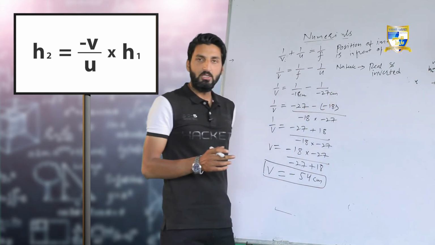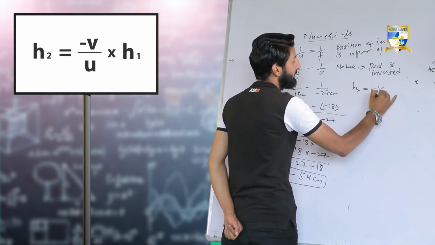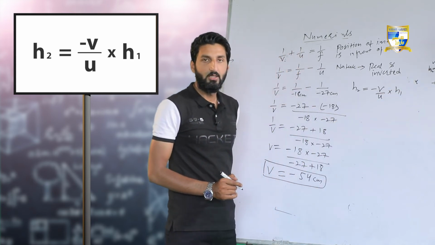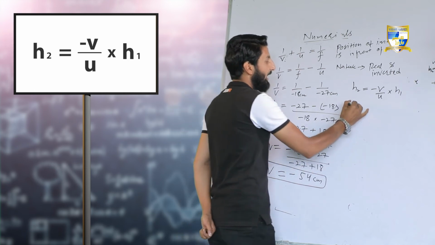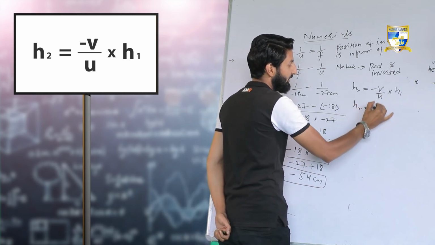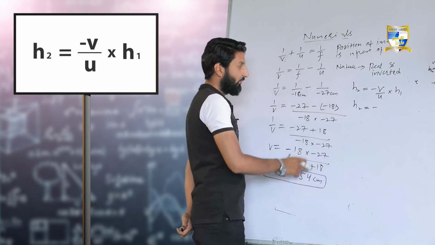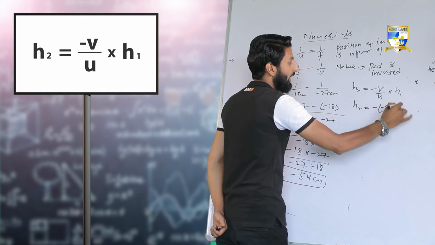In order to calculate the size of the image, we know the formula: H2 is equal to minus V by U into H1, isn't it? The relation between linear magnification and mirror formula. H2 is equal to minus V by U into H1, and the value of V is minus 54.